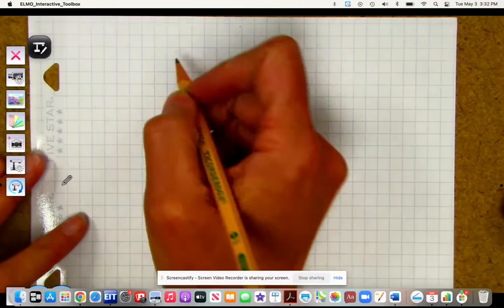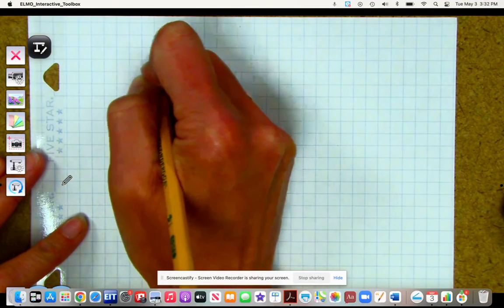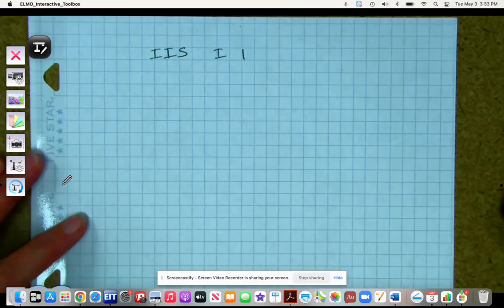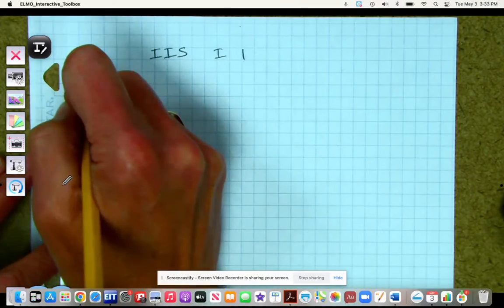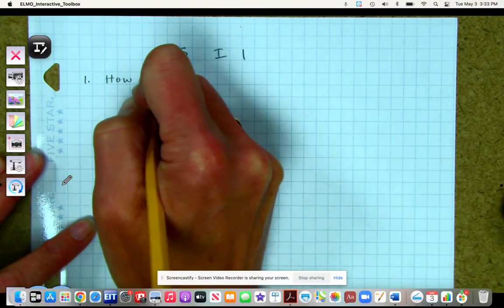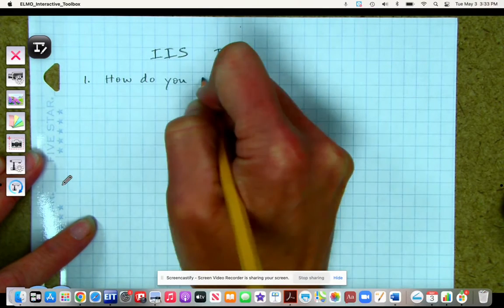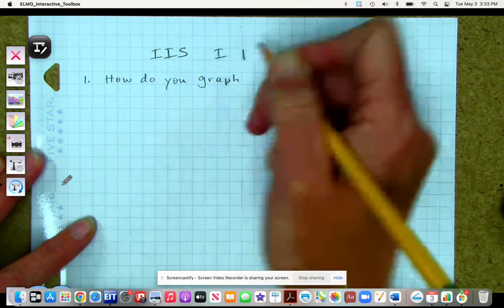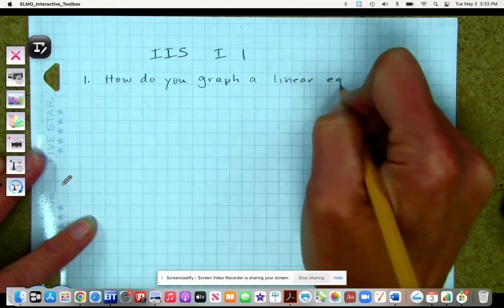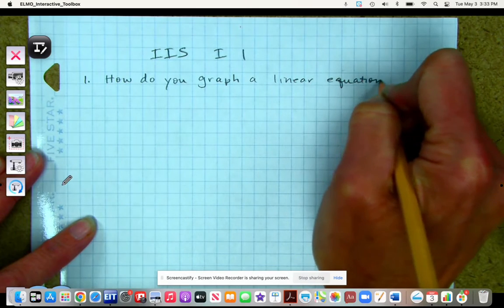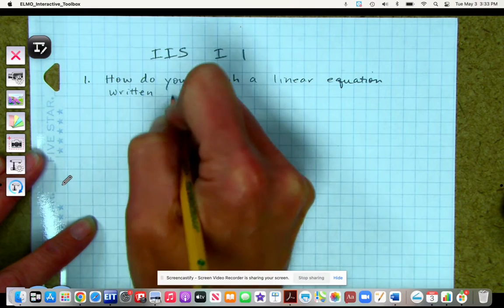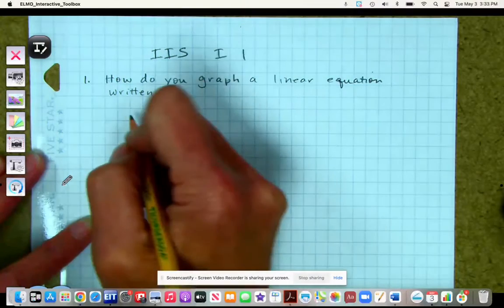All right, these should be your notes for the system investigation 1. Okay, so the first big idea is, how do you graph a linear equation written in, let's first look at slope-intercept form.